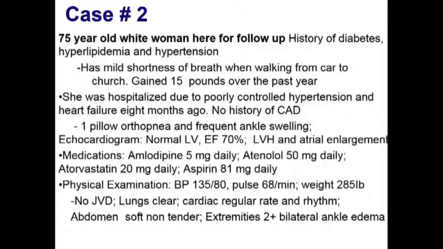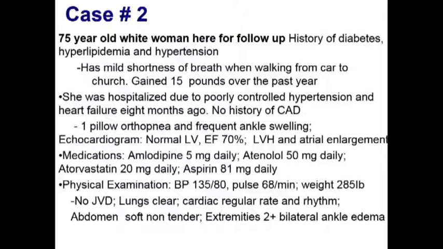Case two, 75-year-old white woman here for follow-up. History of diabetes, hyperlipidemia, and hypertension. Has mild shortness of breath when walking from the car to the church. She's gained 15 pounds over the past year. She was hospitalized due to poorly controlled hypertension and heart failure 8 months ago. No history of coronary disease. She has one pillow orthopnea. She usually does not sleep on a pillow. And she has frequent ankle swelling.